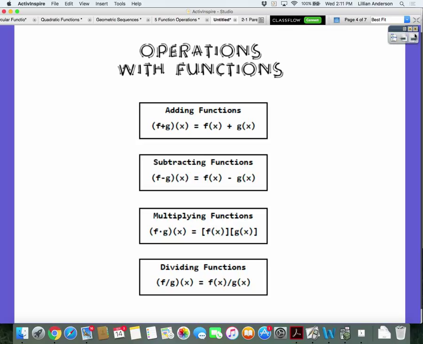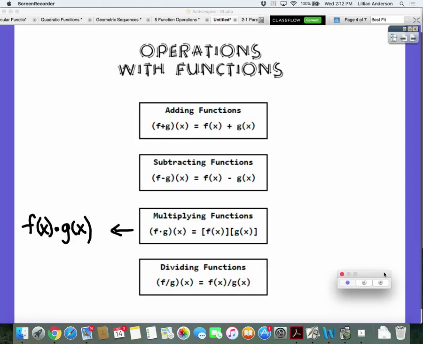And you can see it one of these two ways. You can see it as your f and your g being added together of x, or you have f of x plus g of x. Subtracting the same way, multiplying. You could also see multiplying as f of x times g of x. And then also you have dividing functions. So f of x divided by g of x. These are your different operations with your functions.